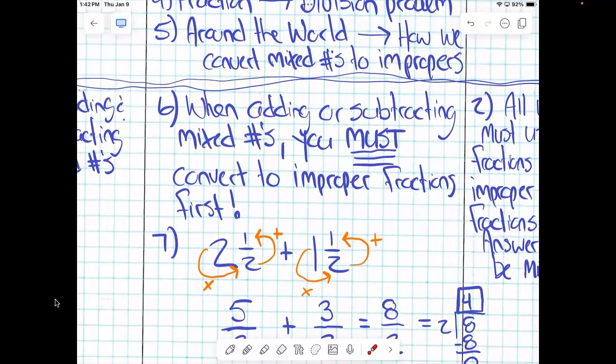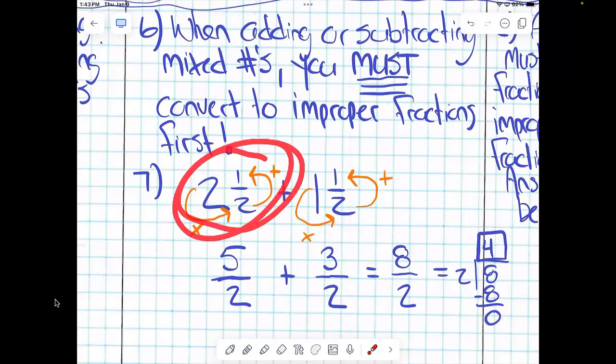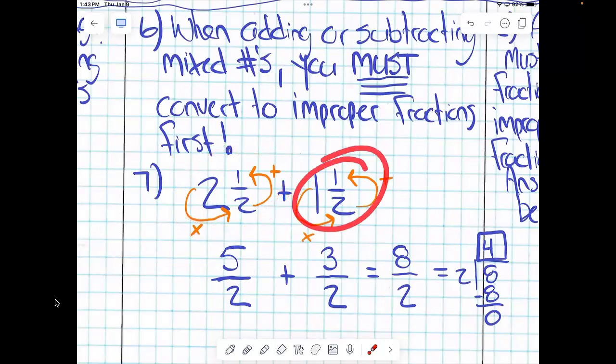When adding or subtracting mixed numbers, you must convert to improper fractions first. Must do it first. Good job. Is this a mixed number? Yes or no? Yes. So I need to convert to an improper, right? Yes. What's the method we use?